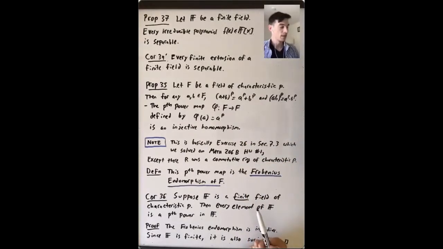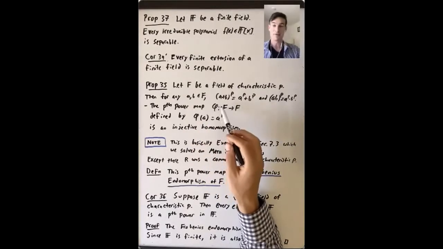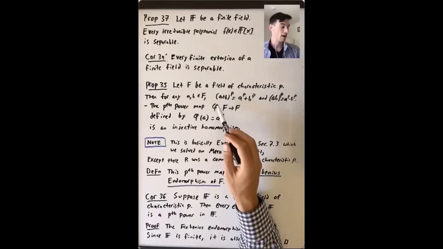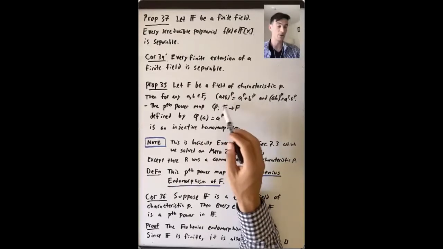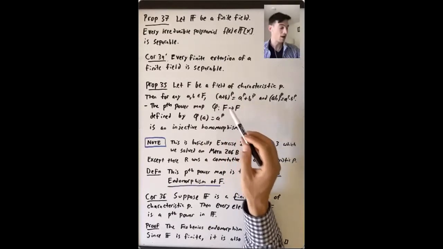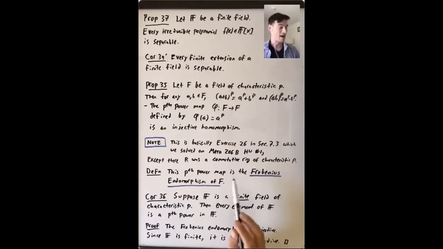But okay, so now that we know that we have this special injective homomorphism from F to itself given by this pth power map, we're going to name this map. This is called the Frobenius endomorphism of F. Why an endomorphism? It's a homomorphism from F to itself. It's a ring homomorphism from F to itself.